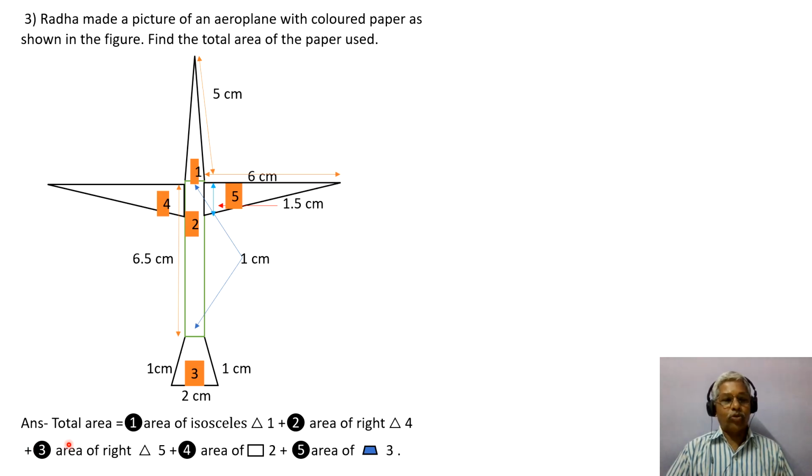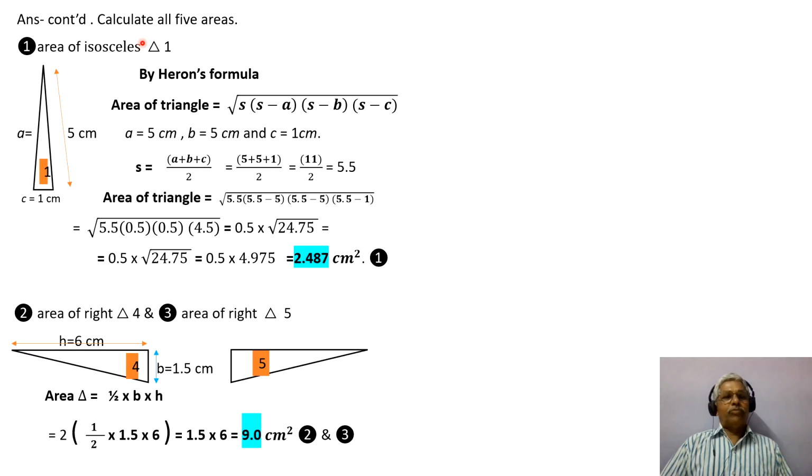So answer, total area equals area of isosceles triangle 1, plus second one, area of a right angle triangle 4, plus third one, area of a right angle triangle 5, plus fourth one, area of a rectangle number 2, and fifth one is area of a trapezium 3. So we can calculate all these 5 areas and add, and that will be your answer on the next slide. So answer continues.